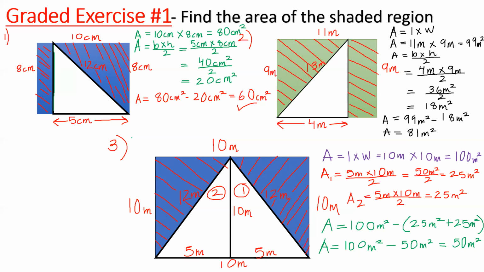This way, Mr. Petit. What did you get, Kaden? I got 50 meters squared. Okay. All right, good.